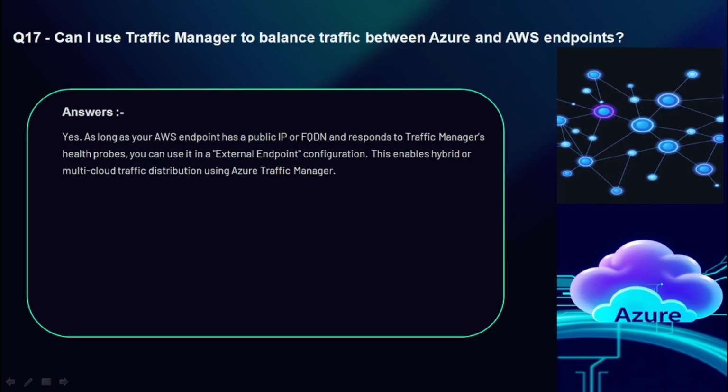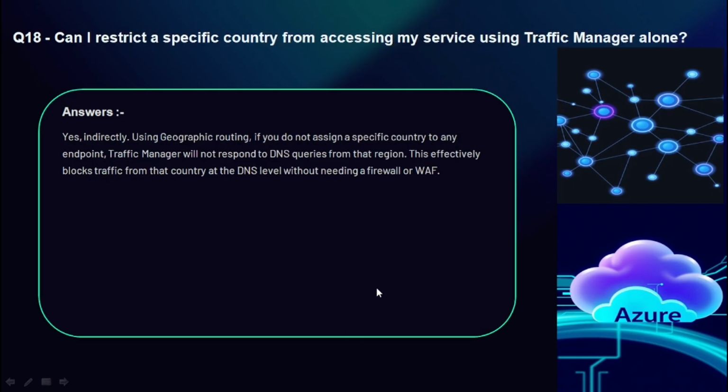Now next question. Can I restrict a specific country from accessing my service using Traffic Manager alone? Answer is yes, indirectly. Using geographic routing, if you do not assign a specific country to any endpoint, Traffic Manager will not respond to DNS queries from that region. This effectively blocks traffic from that country at the DNS level without needing a firewall or WAF.